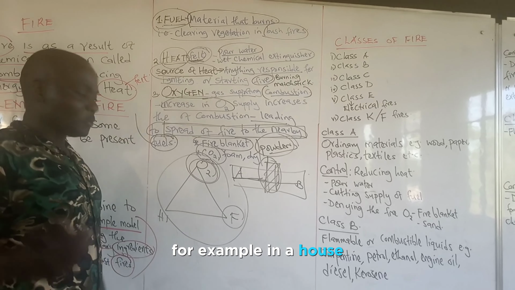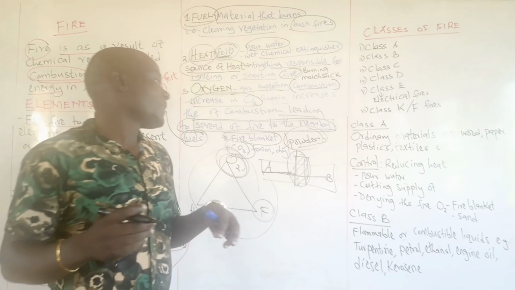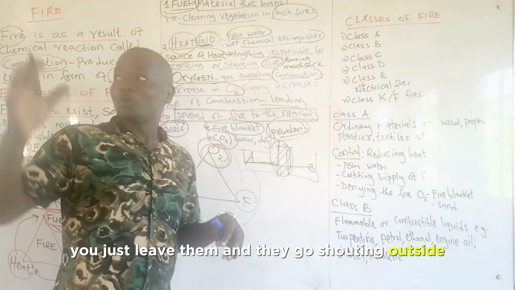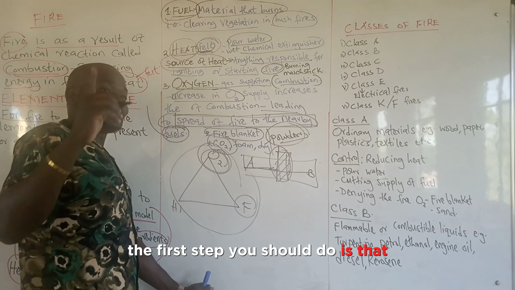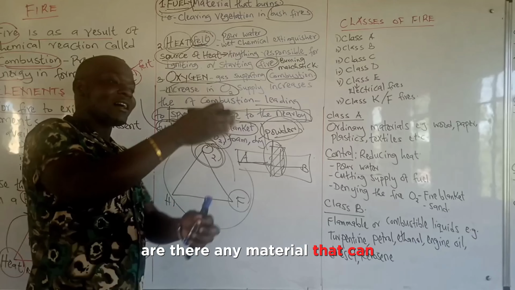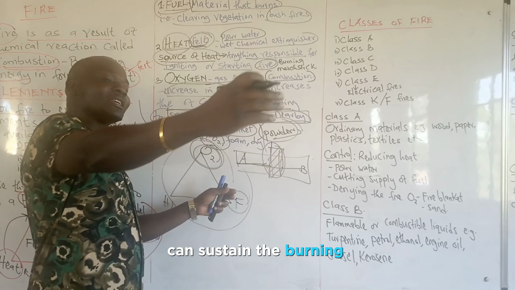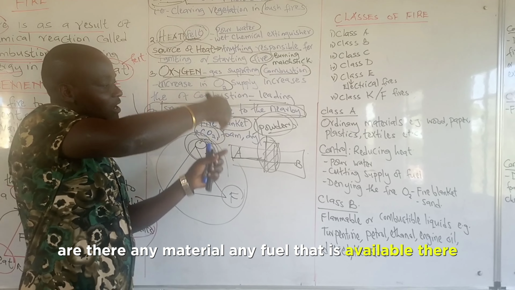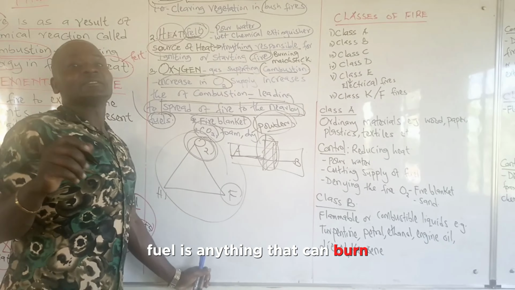For example, in a house, if materials in the house are burning and you just leave them and go shouting outside, it may not really help. The first step you should do is look at the position where the fire started. Are there any materials that can sustain the burning? Are there any fuel available there? Fuel is anything that can burn.